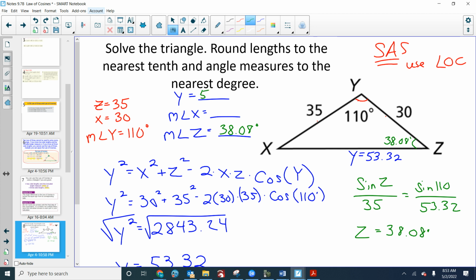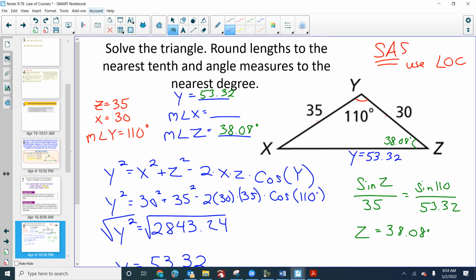Y was 53.32. And if you're feeling lucky, risky, whatever you want to call it, you're going to add up those two angles and subtract from 180 to get the third angle, right? Could you use the law of sines again to find the other angle, angle x? Yeah, you could. Some of you will. That just confirms that your other answer is correct. It's kind of a safe way to do it.